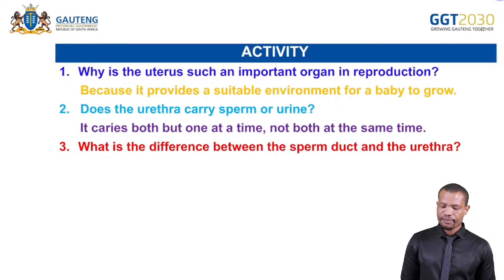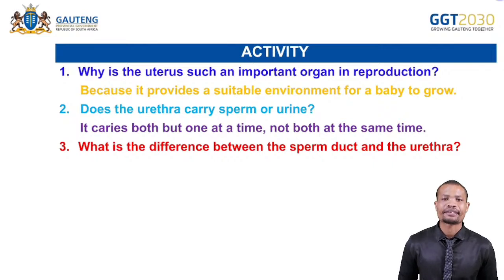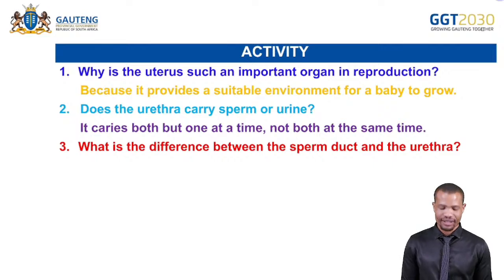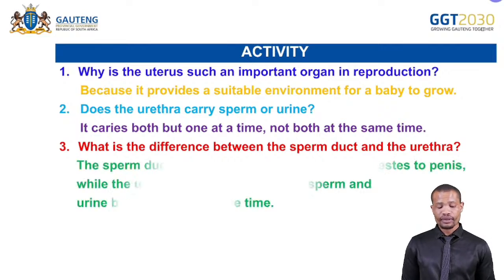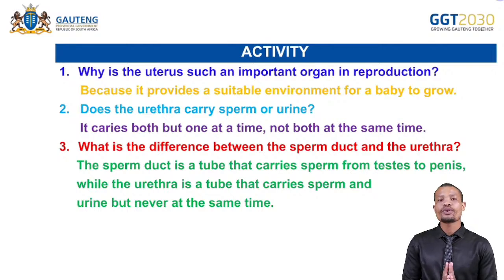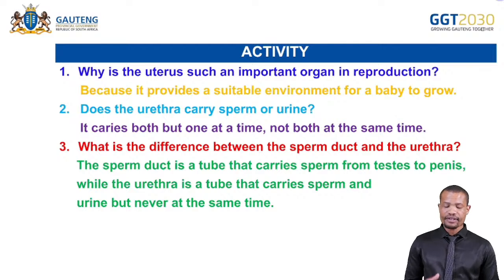What is the difference between the sperm duct and the urethra? Okay, if you understood question 2, you should be able to understand this one as well. What is the difference between the sperm duct and the urethra? What do you guys think? Yes, that is correct. The difference is that the sperm duct, which is also known as the vas deferens, is a tube that carries sperm from the male testes all the way towards the penis, right? While the urethra is a tube that carries sperm and urine, but never at the same time.